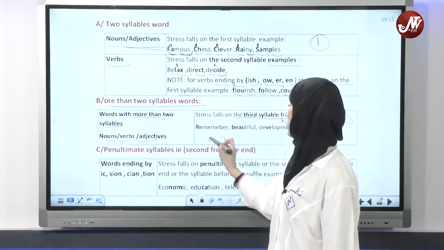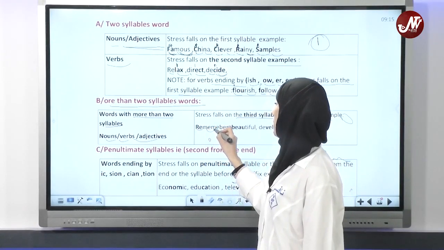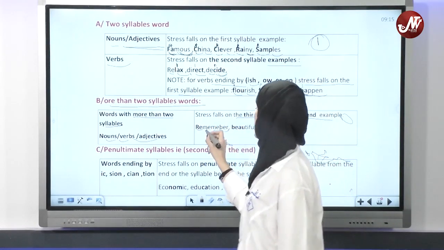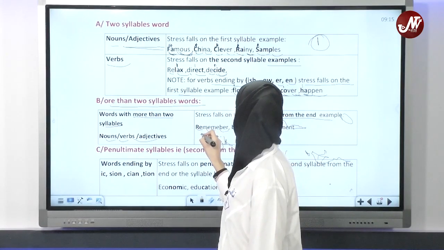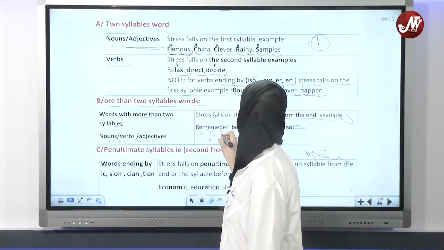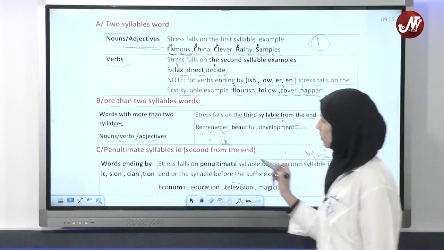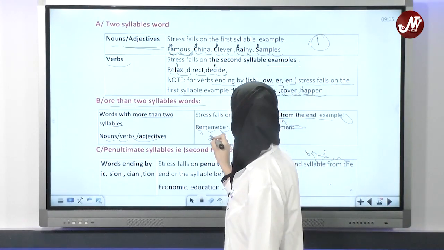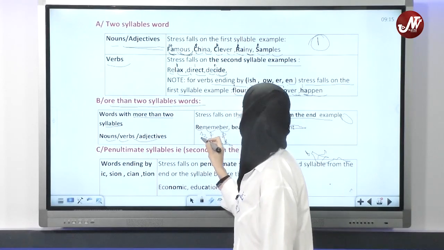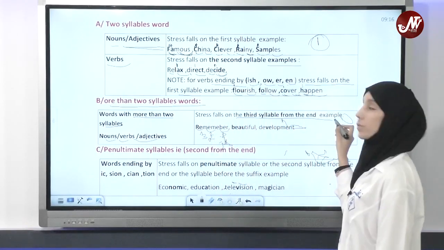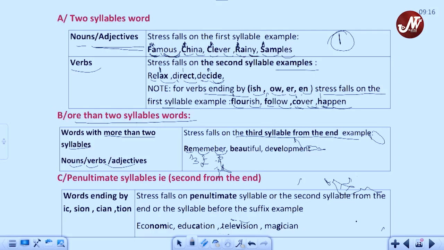So let's see an example. Remember. So this is the first, 1, 2, 3. But we are going to count from the end. It means 1, 2, and 3. So we stress on the third syllable from the end. So remember. So we stress here.